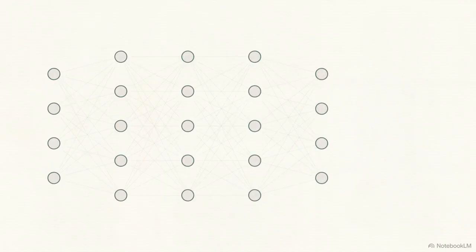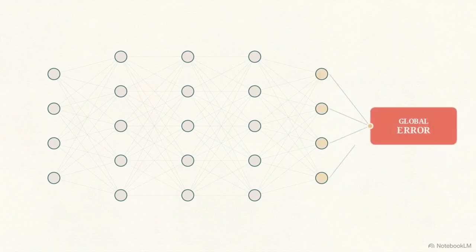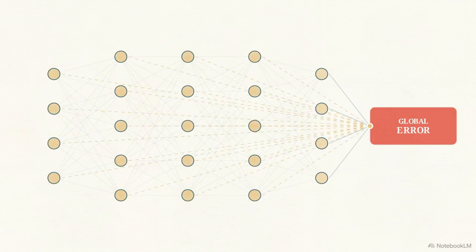Backpropagation also relies on global error computation. For any artificial hidden layer to adjust its weights, it requires instantaneous data from the final output layer's loss function. Every neuron needs a precise map of the entire network's performance.